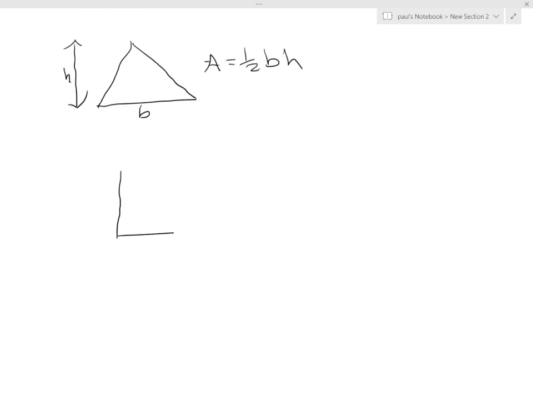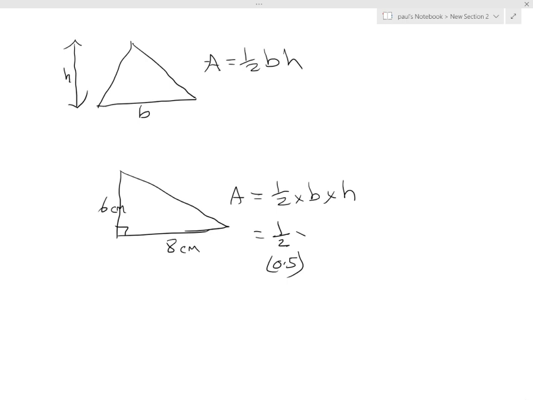So here is a right angled triangle, and we'll call that 6, and we'll call that, it's a bit bigger, isn't it, 8. So the area, in centimeters, the area is half times base times height. You don't need to put the multiplication signs in because it's sort of algebra type stuff, which is half, which is 0.5 if you're doing a calculator, times the base times 6.